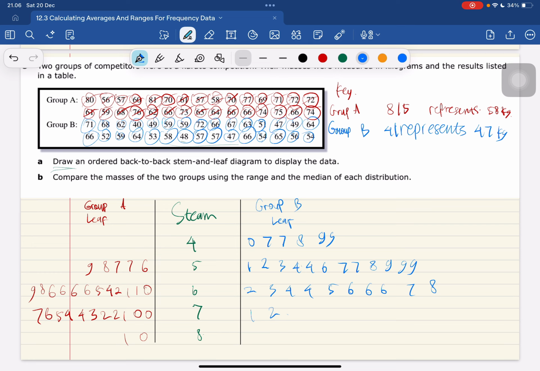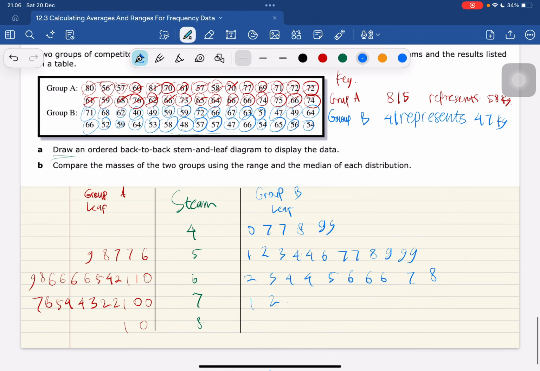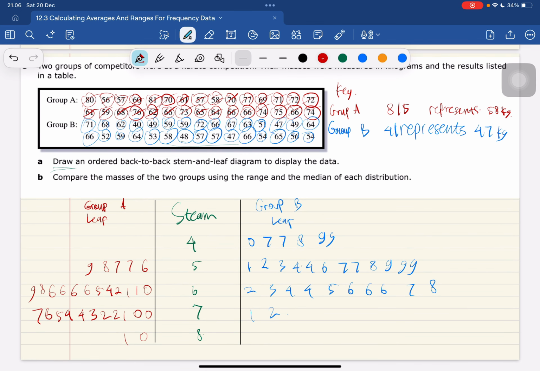Compare the two masses of the two groups using the range and median of each. Okay, the range. So let us make the range here. The highest for group A is 81. You minus 56, so this is 25. Next for group B the range: 72, we minus 40, so it's equal to 32.